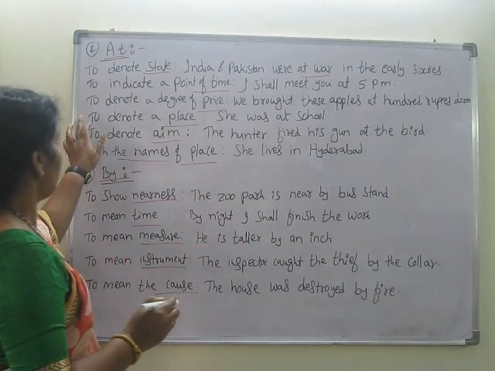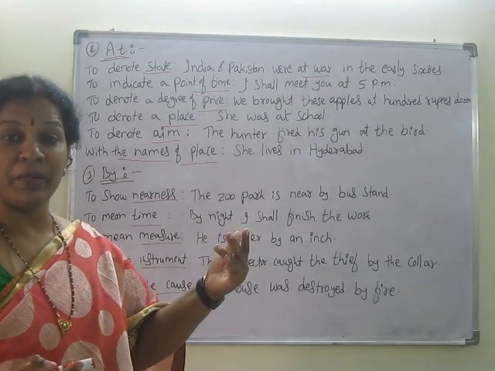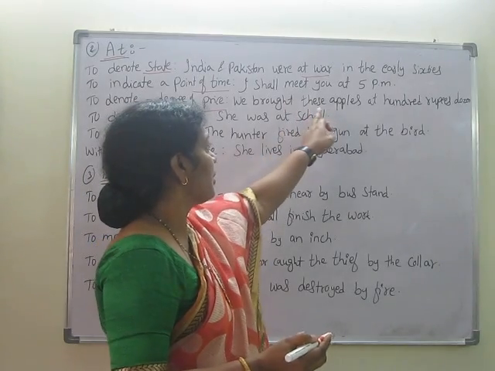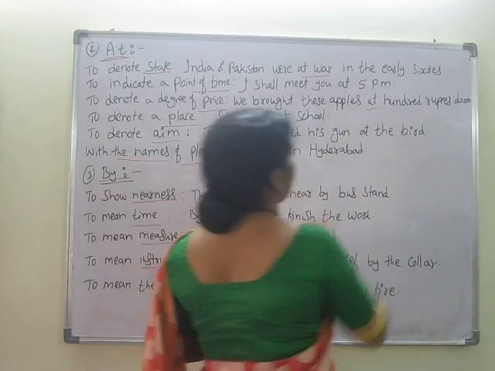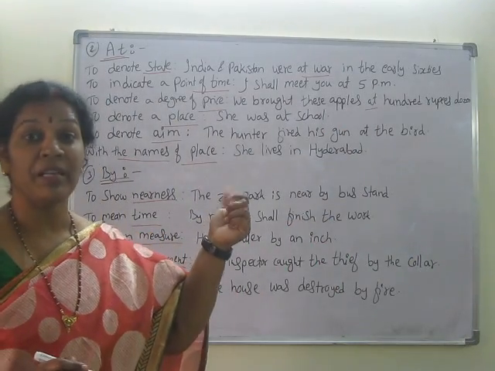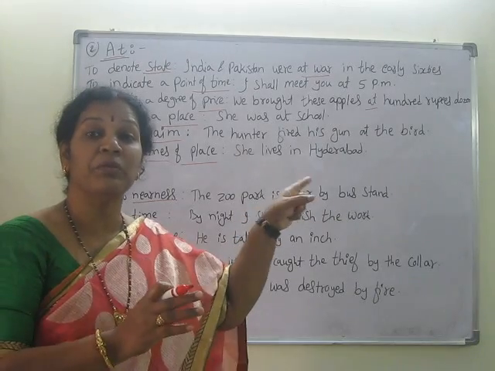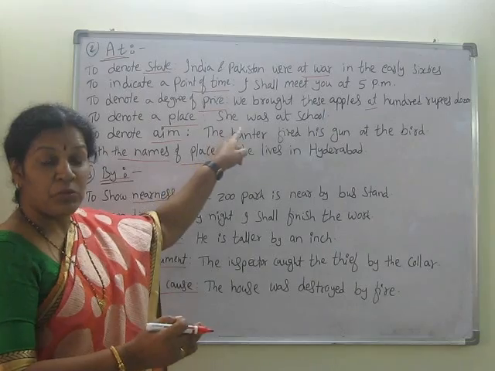Another case is to denote a degree of price. Any particular price, if you want to say it. Example: we bought these apples at 100 rupees a dozen. We purchased these apples "at," meaning at the rate. For that rate we use "at" 100 rupees a dozen. So this is to indicate the price.